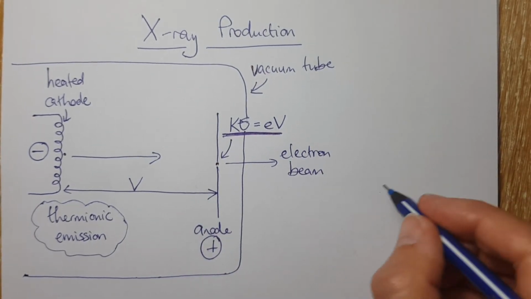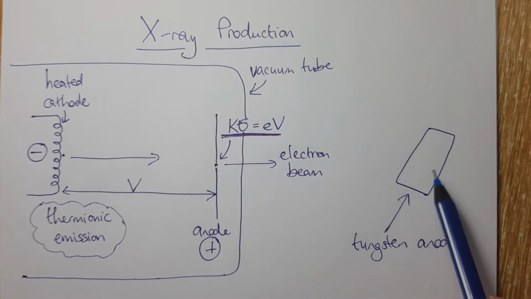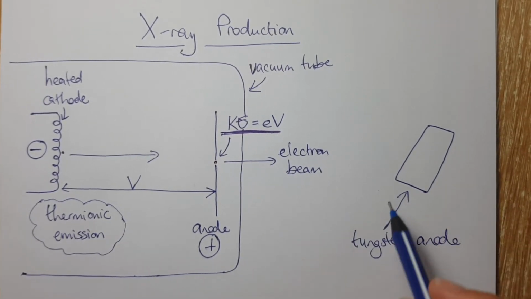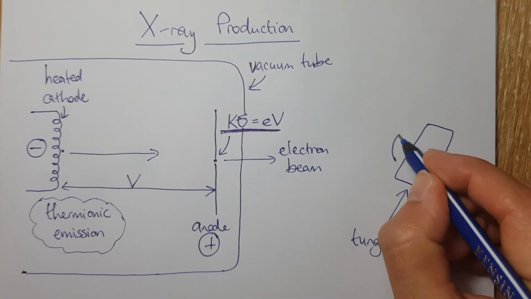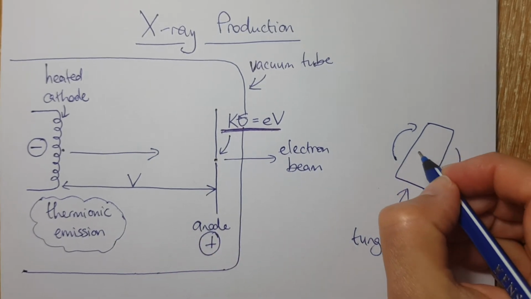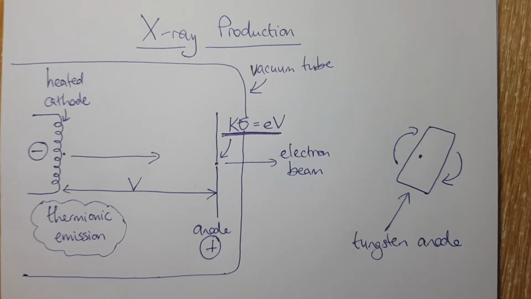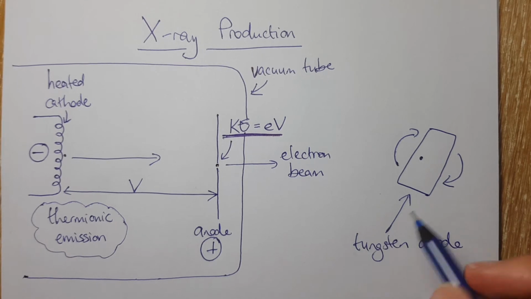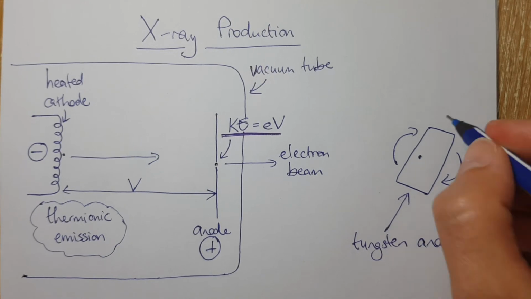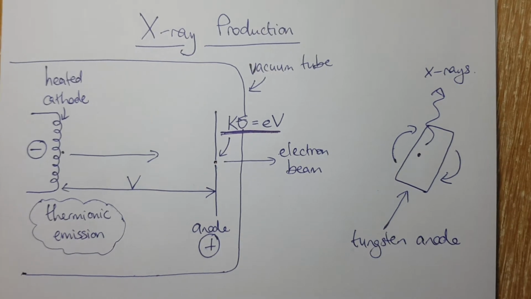All right, then you are going to fire your electrons at a tungsten anode. So again, it's something that's positive. It's going to attract the electrons. And this tungsten anode is going to be rotating. When the electrons hit, electrons in the atoms in the tungsten, those tungsten electrons jump up into higher energy levels, and then when they fall back down again, they're going to emit our X-rays. So that's how you make X-rays.